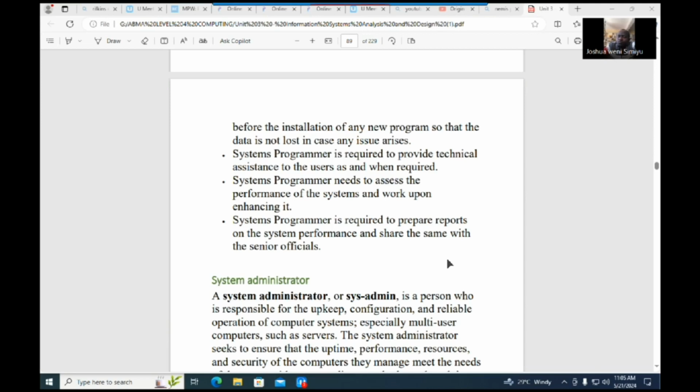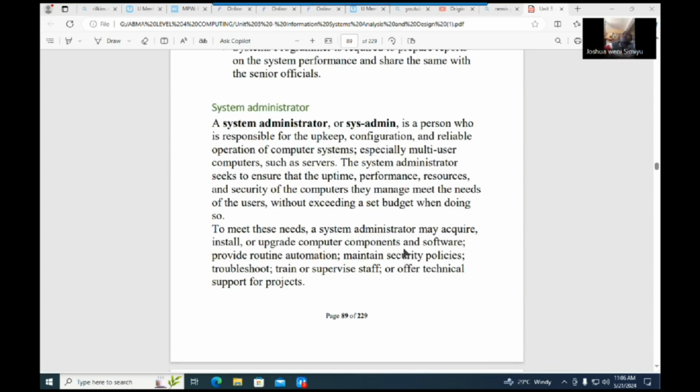At the end of that, the programmer will be required to prepare reports on the system performance and share the report with senior officials. So that's all about the system programmer. I want us to move to the system administrator. We say the system administrator is the person in charge of making sure that the system is up and running.